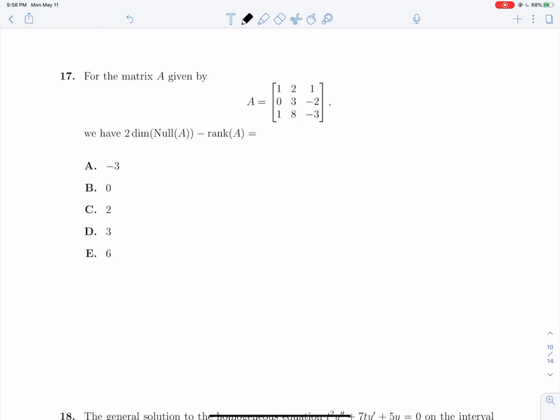17. Okay, we are finding 2 times the dimension of null A minus the rank of A. What kind of annoys me is that most of the time you see it written as NUL instead of NULL, but we're not going to care about that. Okay, let's row reduce this matrix. That's pretty much all the work that we need to do for this problem. 1, 8, -3. Okay, let's subtract row 1 from row 3.